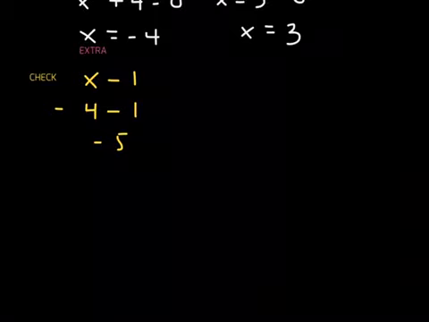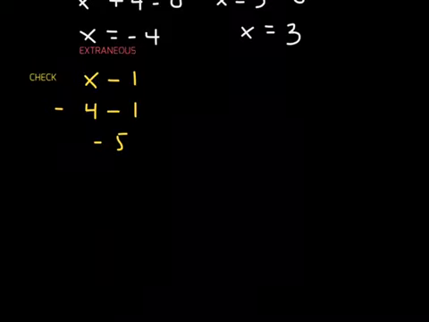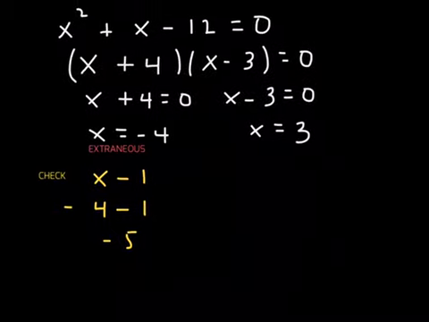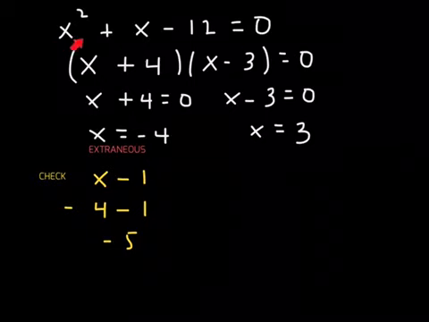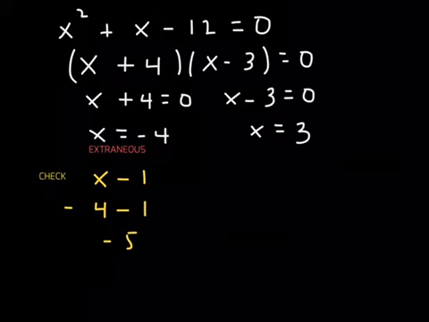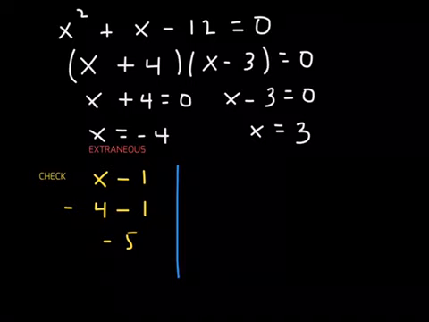That word extraneous just means that x equal to negative 4 is a solution of the manipulated equation, meaning this equation here is the manipulated equation. Negative 4 does satisfy this equation, but it does not satisfy the original. Okay? All right, so that is done for negative 4. Let's now check the other proposed solution, all right, which is 3.